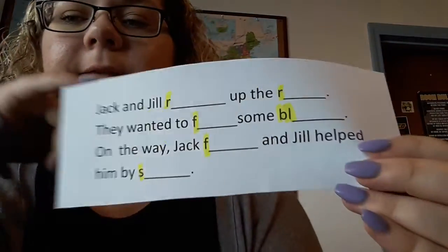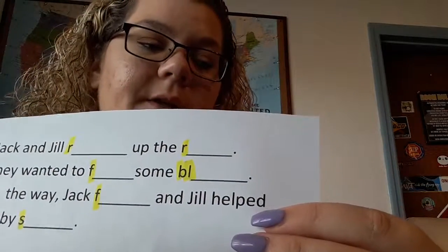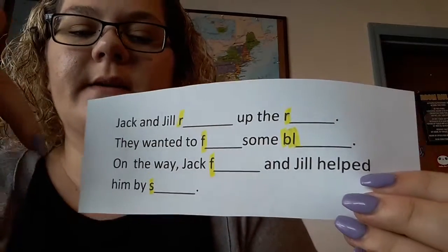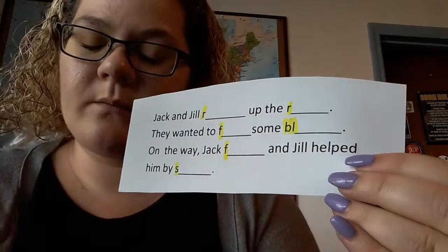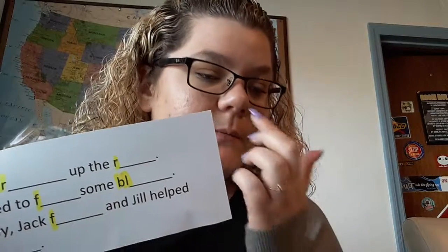Step two would be to introduce the same paragraph, but instead you have the first letter of the missing words. So now they're using their phonics cues to help them decode what the word is. And then you would discuss more what the difference was between their first paragraph and their second paragraph, now that they know that first letter, and how their choices were different.